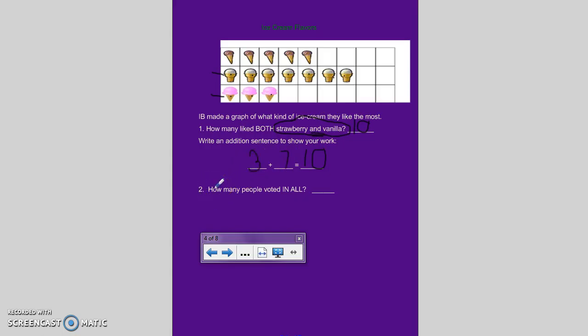The other kind of question that I'm going to be focusing on asks how many people voted in all. Here are the key words for this kind of question, and it's the words in all. When you see those words, that means I want to count everything on the graph, because each box or each picture is a vote that someone made. 1, 2, 3, 4, 5, 6, 7, 8, 9, 10, 11, 12, 13, 14, 15. I know that 15 students voted in all.